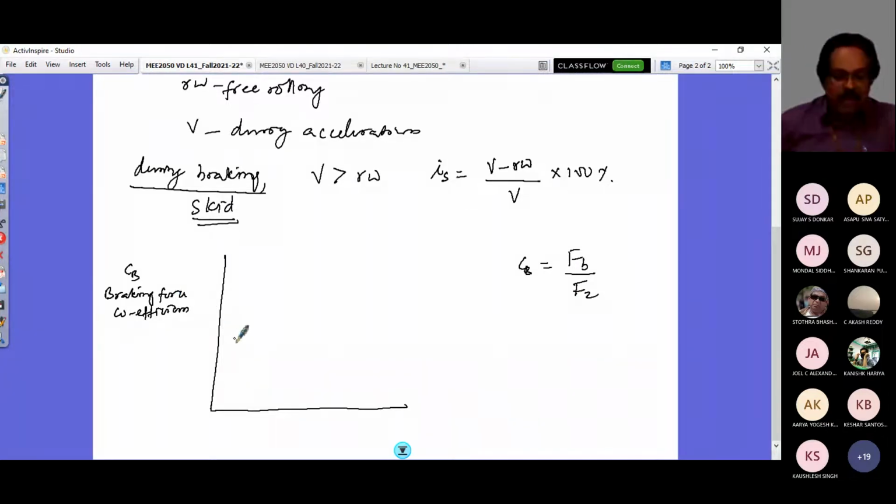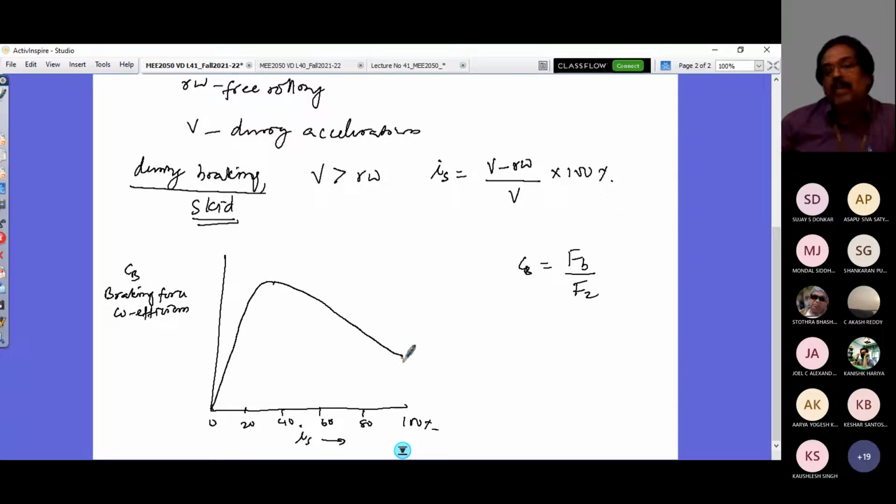If I take skid on my horizontal axis from 0 to 100%, say this is 20%, 40%, 60%, 80%, 100%, you would see that the CB would vary linearly at first, and then reach a peak, and suddenly it will fall to this value, which corresponds to mu s. Whereas this peak would correspond to mu p. And this is now your CB. So this is how it varies. It is normalized by the normal load.